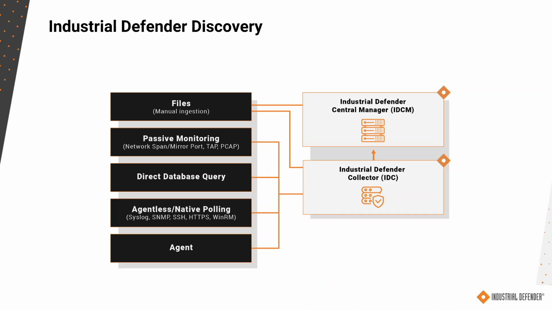Discovery methods include, of course, passive monitoring and discovery. This primarily leverages span traffic. And because we're able to ingest span traffic, this also allows our platform to run IDS services as well. We also have agentless and native polling. So this would include syslog, SNMP, SSH, WMI, WinRM, and then also includes industrial protocol native querying. Also have direct database querying and manual file ingestion.